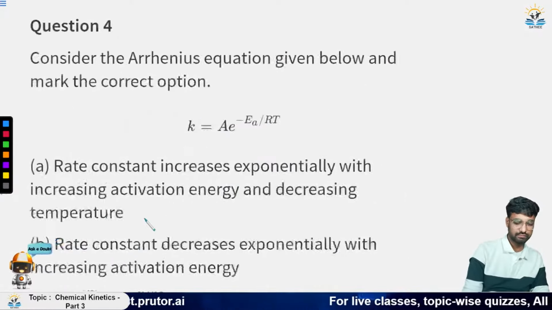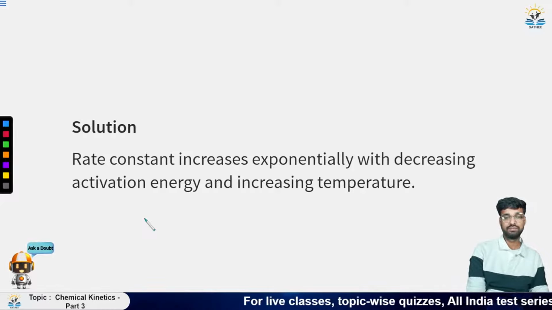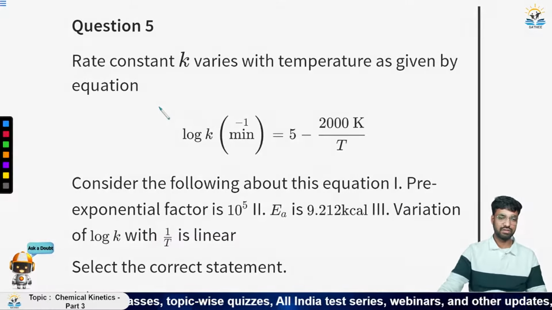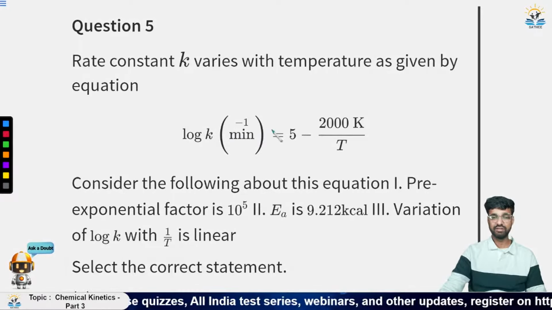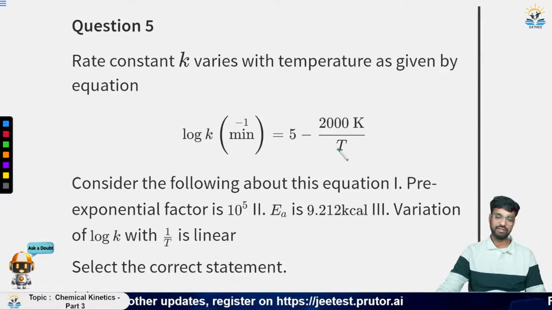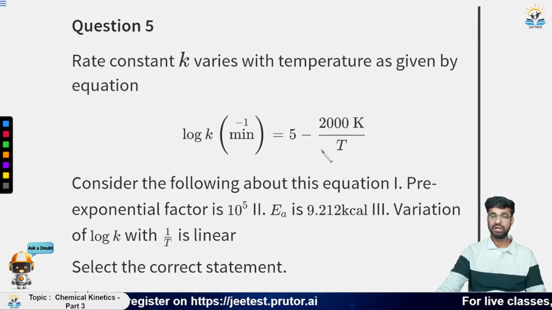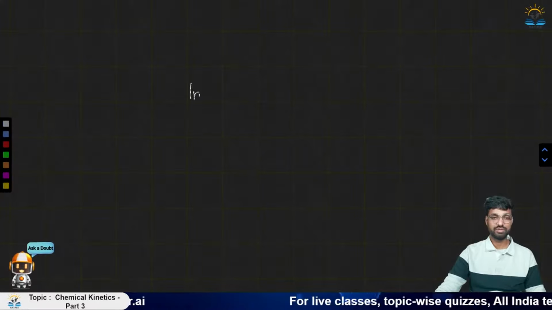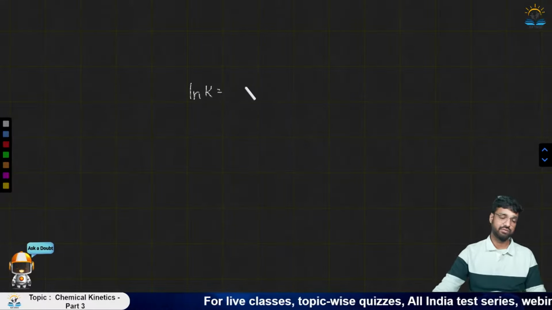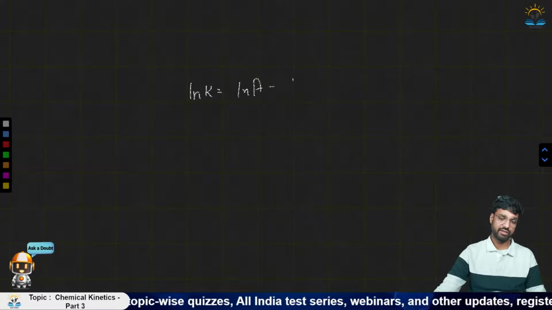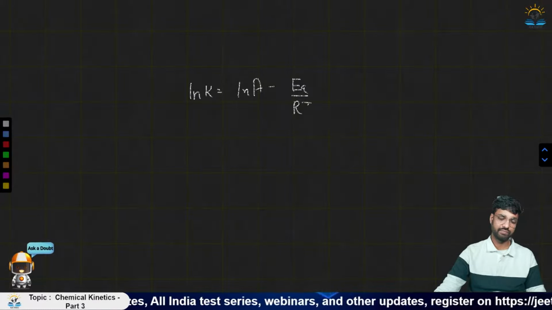So the same thing is written here. Okay. Now let us move to our next question. So what does this question say? It says that we have this equation that is given as log k is equals to 5 minus 2000 by T. So this is nothing but a form of this equation, which is ln k is equals to ln A minus E by RT. That is the Arrhenius equation.